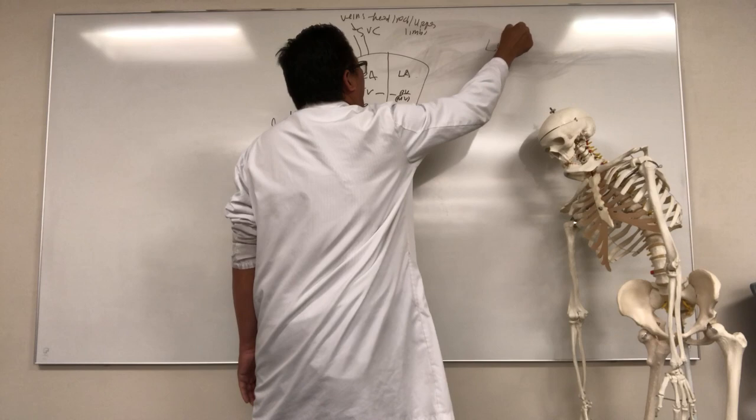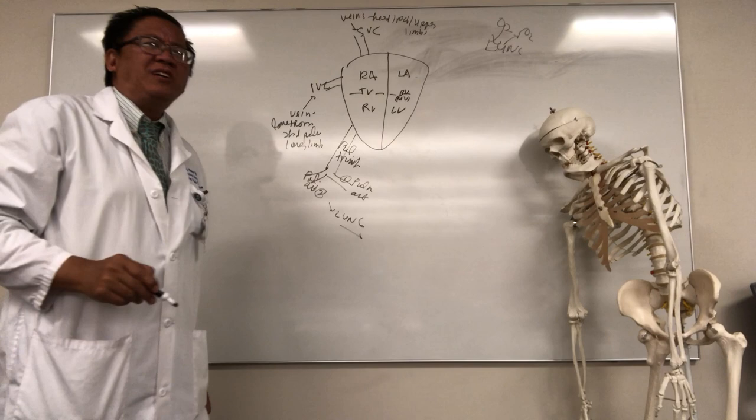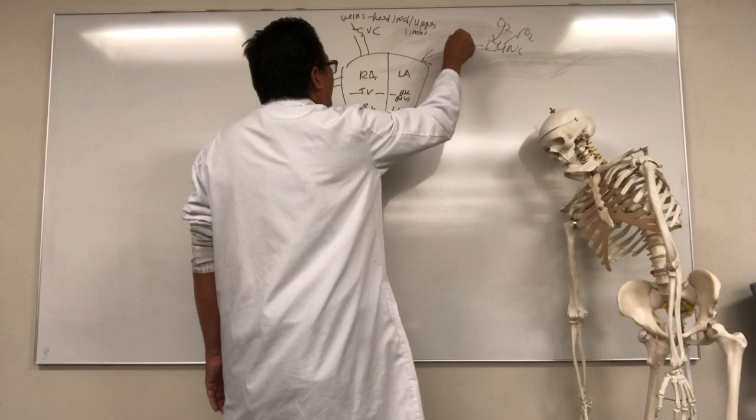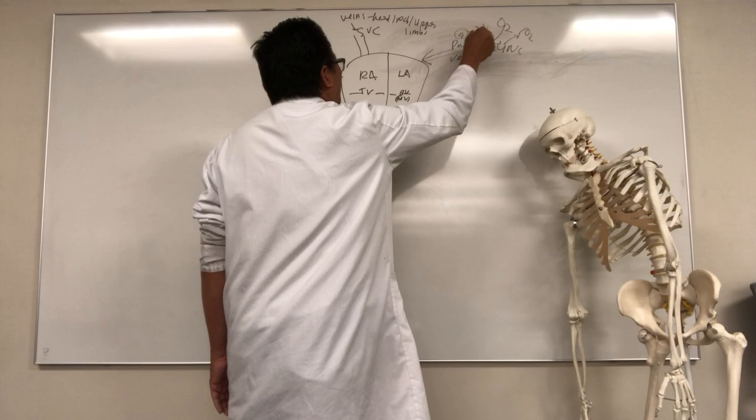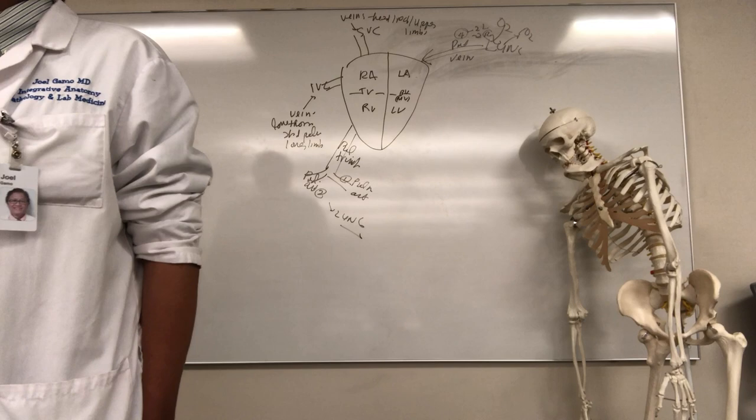And how does the blood go back to the left atrium of the heart? Via what? And how many do we have? Four. Two from the left, and two from where? The right lung. You have taken anatomy, you have taken physiology.